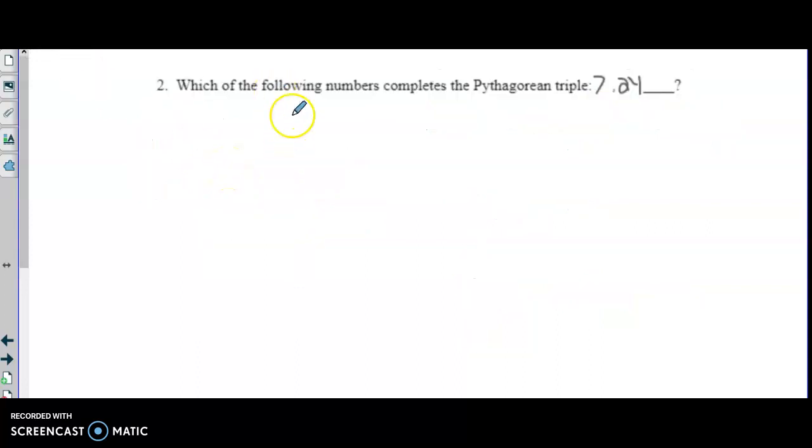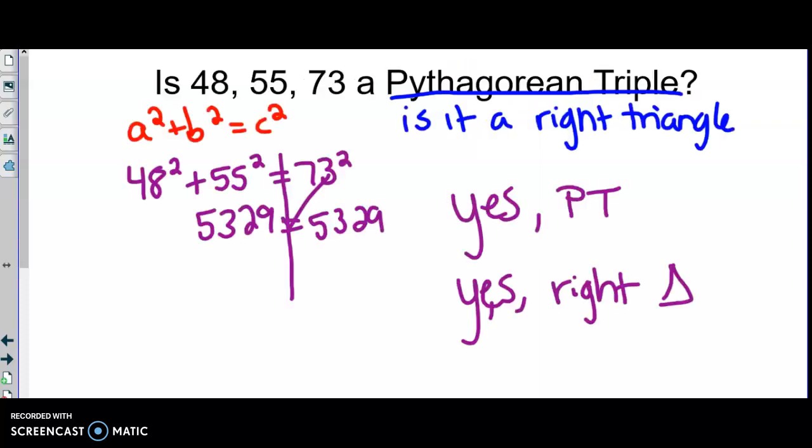All right, which of the following numbers completes the Pythagorean triple? Oh, wait, let me go back to this first one. If it gives you a whole bunch of these as multiple choice options and asks you which one works, you're just going to have to try each option until you see which one is equal, which one works.